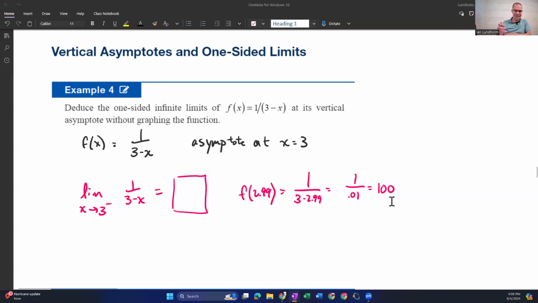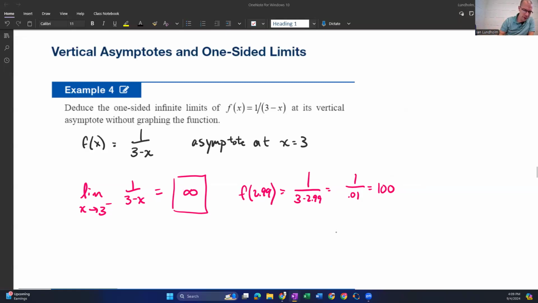The idea is that this one ends up going to positive infinity. The closer that we make this 2.99 number closer to 3, the bigger the value this overall fraction will get, because we're going to be dividing by a smaller and smaller number.